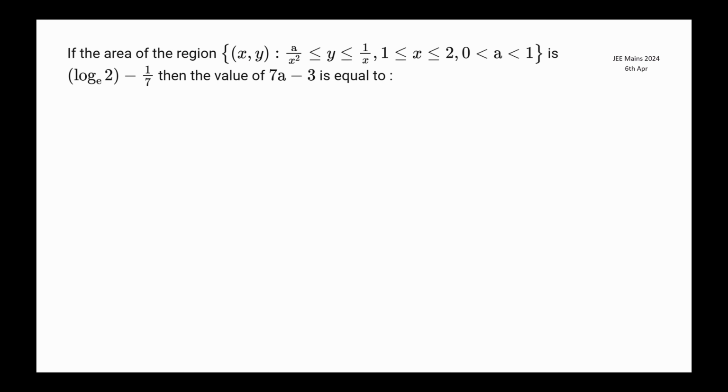Let's look at another question. If the area of the region a by x square is less than or equal to y is less than or equal to 1 by x.